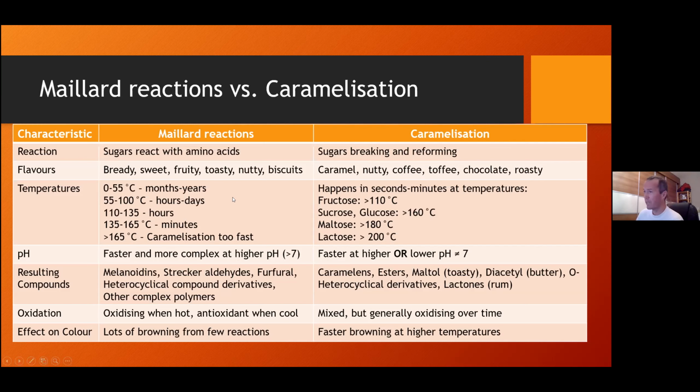Temperatures, and this is where they really differ. Maillard reactions happen at really low temperatures, but they take months to years. So when you put your beer down to age, Maillard reactions are still happening, and you might actually get a very different malt profile 6 months down the line, and the temperature you keep it at actually matters.